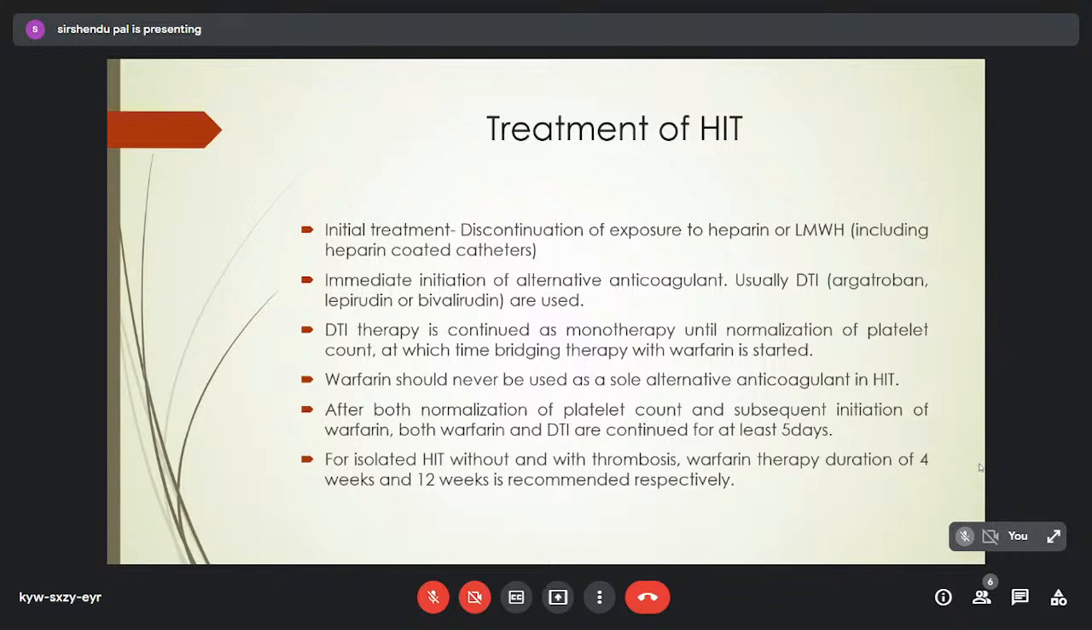Direct thrombin inhibitors are used as monotherapy until the normalization of platelet count, at which time bridging therapy with warfarin is started. Warfarin should never be used as a sole alternative anticoagulant in HIT. The role of warfarin in the treatment of HIT has long been disputed. This is because of its relatively slow onset, hence warfarin is initiated subsequently. Both warfarin and the direct thrombin inhibitors are continued for at least 5 days. When HIT is not associated with thrombosis, then warfarin therapy is continued for a period of 4 weeks. And if HIT is associated with thrombosis, then warfarin therapy for a period of 12 weeks is recommended.